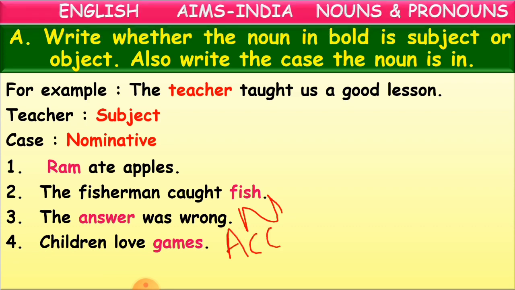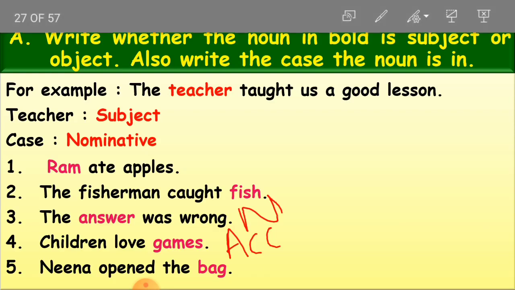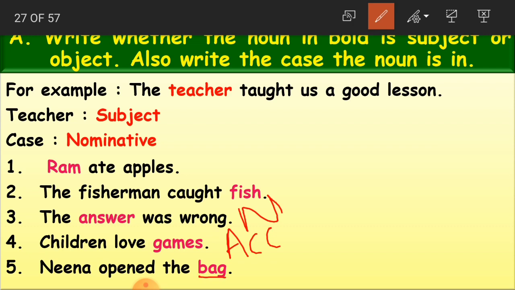Now we'll go to the fifth sentence. Nina opened the bag. This highlighted noun is the object here, whereas opened is the verb. And bag, as it is the object in this sentence, so we have to identify this case, and this becomes again the accusative case. Okay, children? Clear? So be very clear.